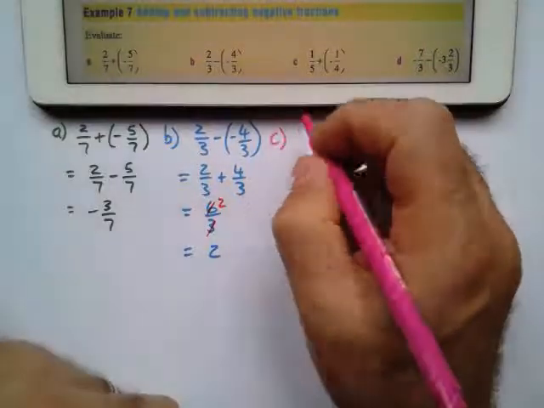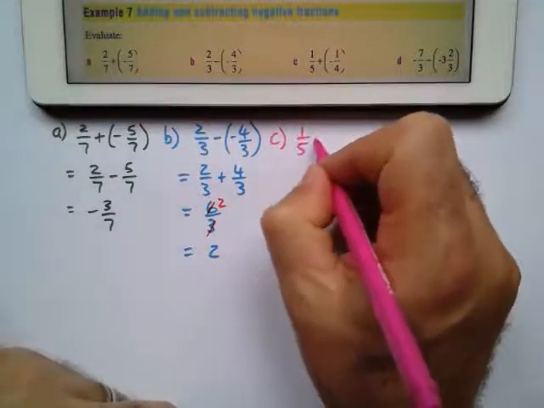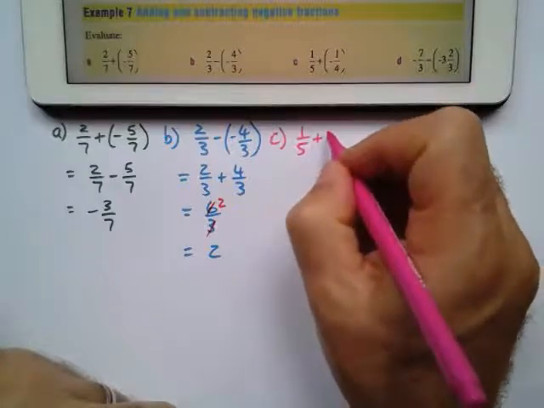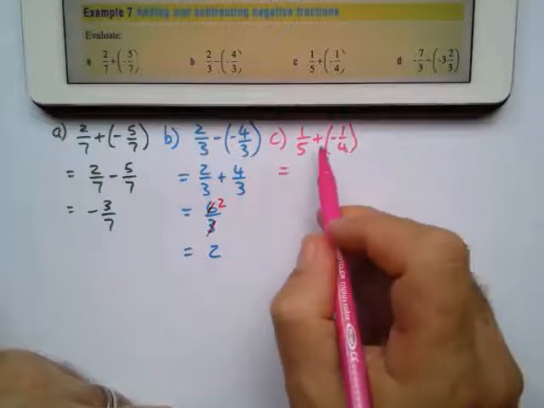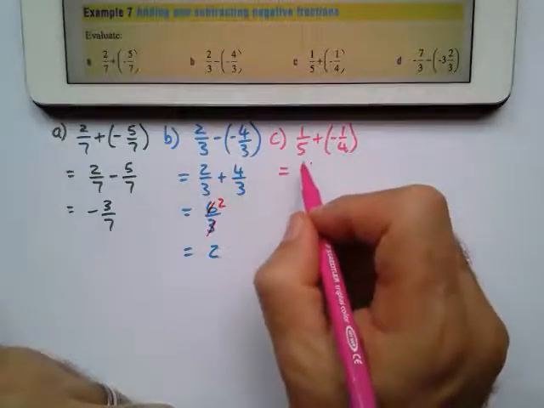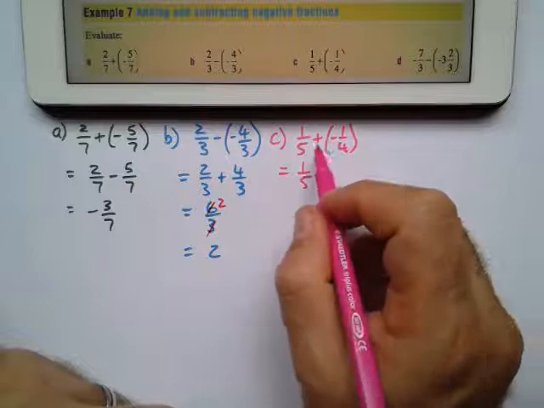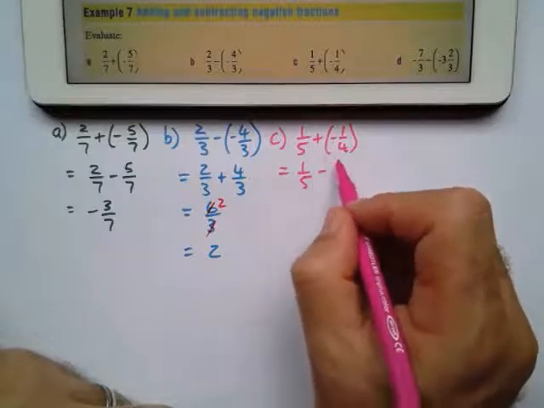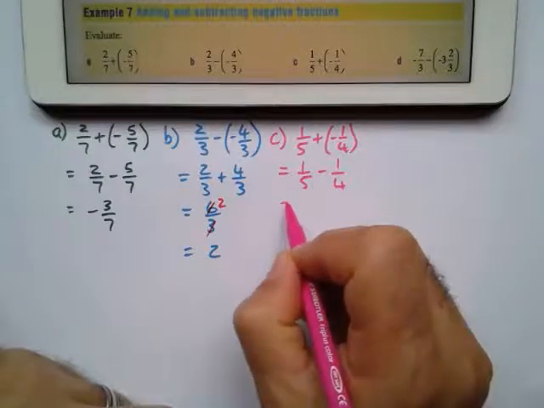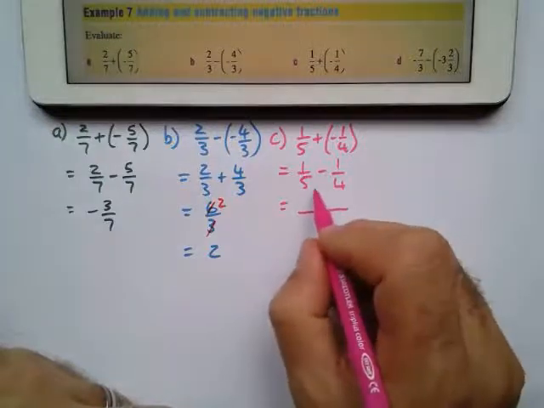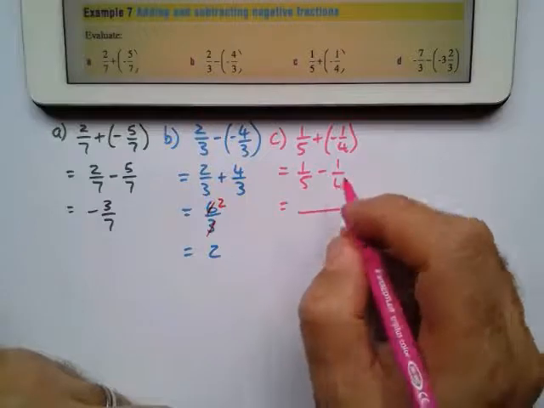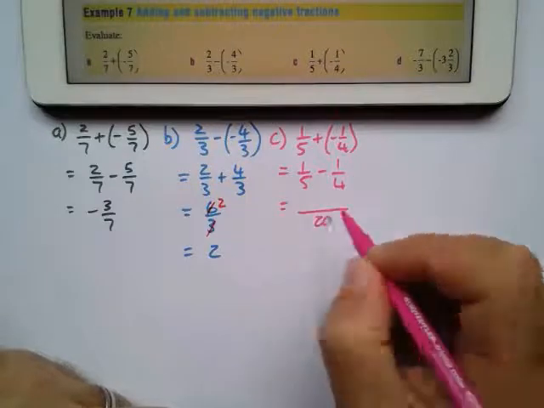C. 1/5 plus negative 1/4 equals. I have two signs next to each other, I don't like that. Plus times a negative is negative 1/4. I need to get my base the same, my denominators. The lowest common multiple for 5 and 4 is 20.